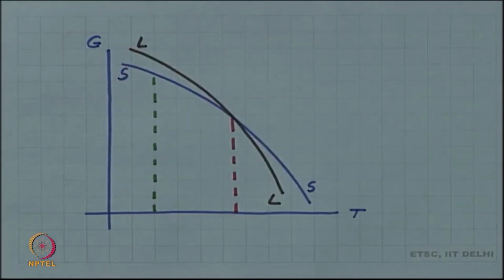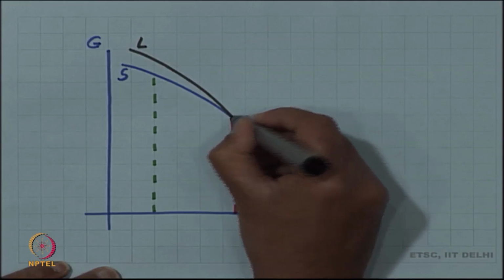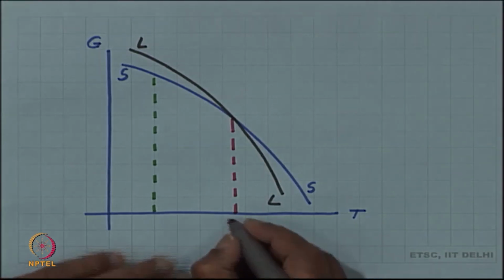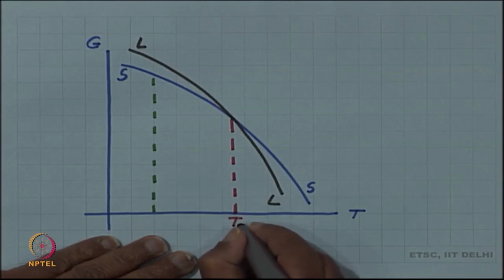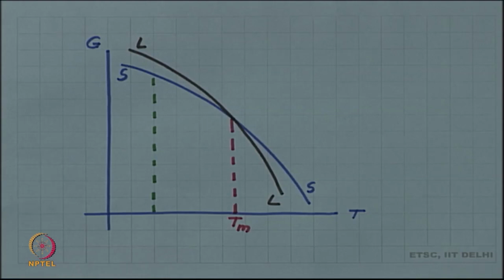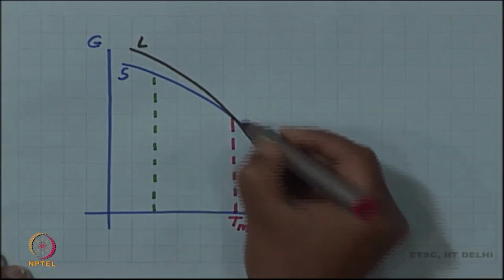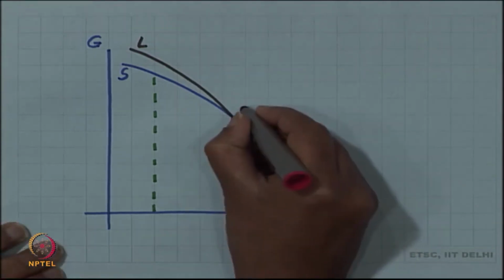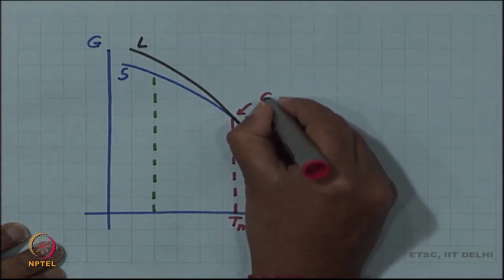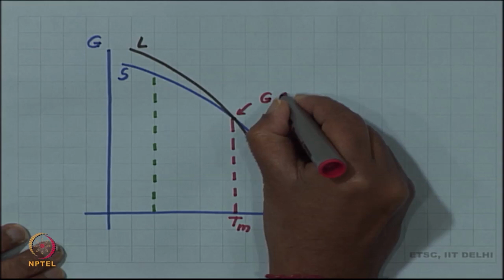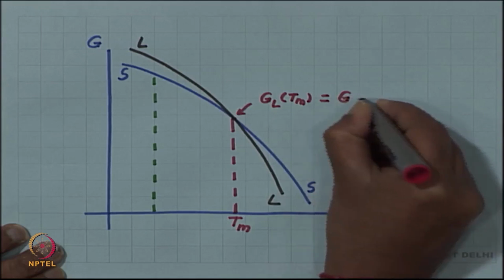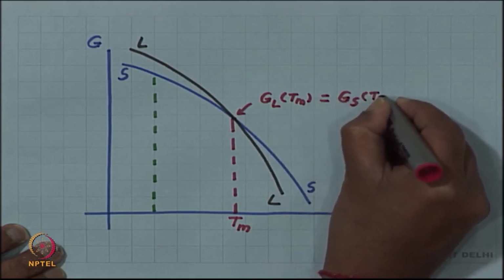You can see that the two free energy curves are intersecting at a given temperature. So, at that temperature the two phases have the same free energies. This is the temperature which is called the thermodynamic melting point. At the melting point the two free energies, G alpha and G beta, are equal. Free energy of the liquid phase at the melting point is the same as free energy of the solid phase at the melting point.